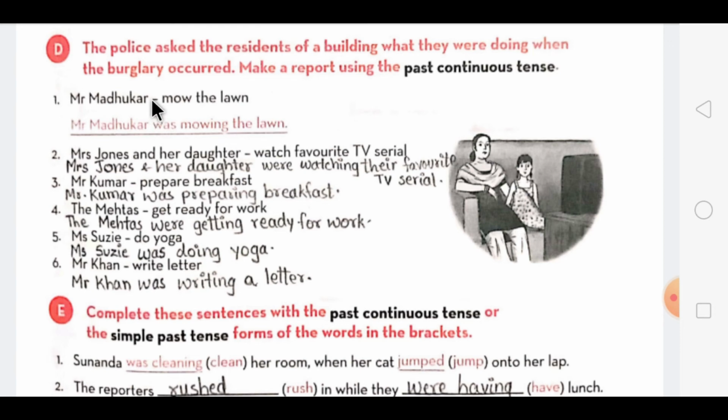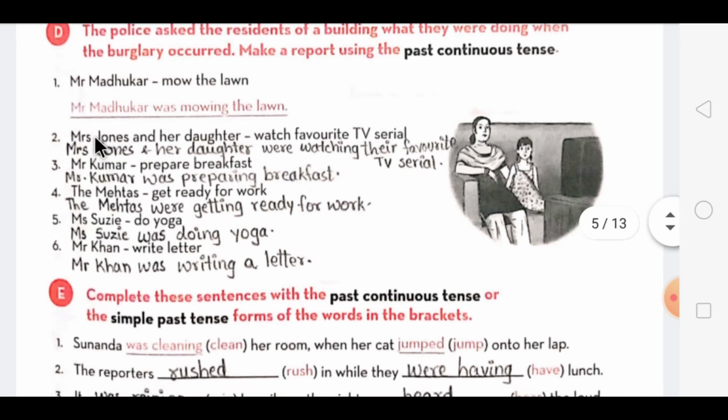We have to use the word was or were plus the ing form of the verb. So the sentence which will be formed will be Mr. Madhukar was mowing the lawn. You have to add ing to the verb, and with that you have to use was or were according to the subject. Then dear students, the second one which is given is Mrs. Jones and her daughter watch their favorite TV serial. In that, Mrs. Jones and her daughter means this is a plural subject. We will use were plus ing form of watch, that is watching. Then the rest will remain as it is, their favorite TV serial.